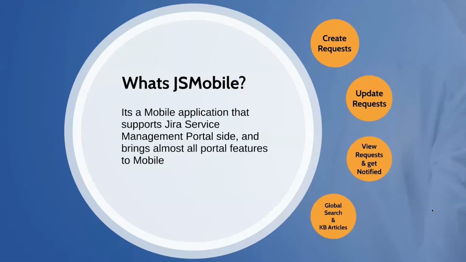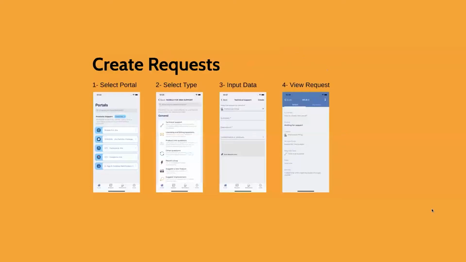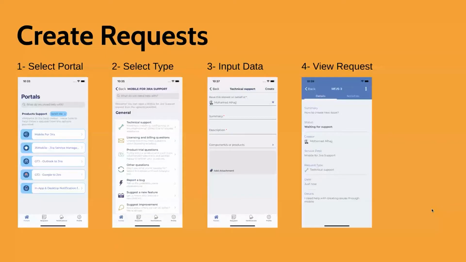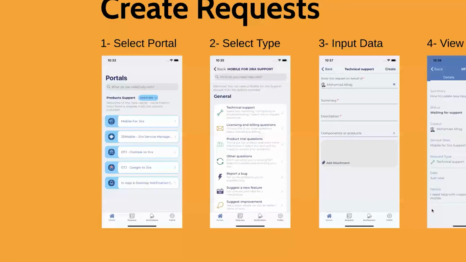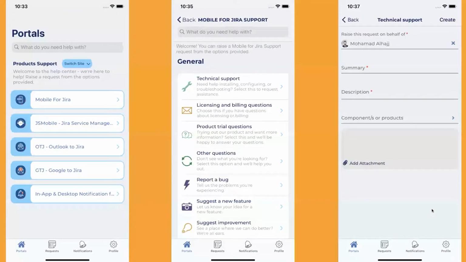With this mobile application, we supported the customer action where the user can enter the portal, create a ticket, and get needed support on the ticket itself. In terms of features, the user can create a request through this mobile application. First, he can select the portal he needs to enter the ticket in, and select the related request type. For example, is it technical support, a question, or a bug report?